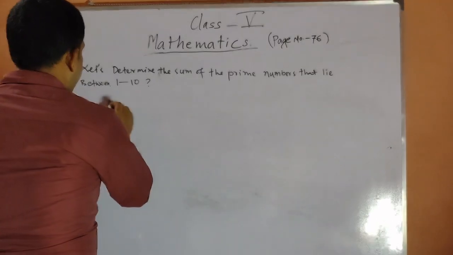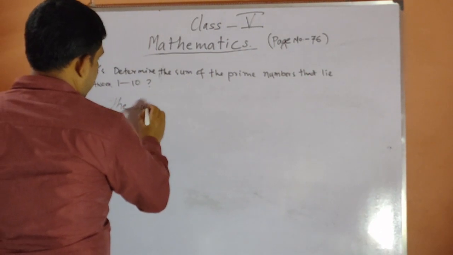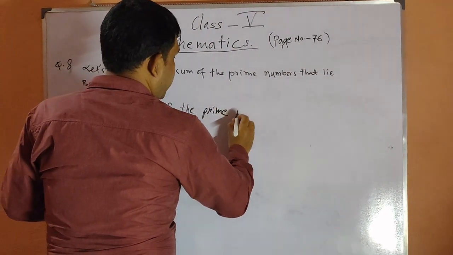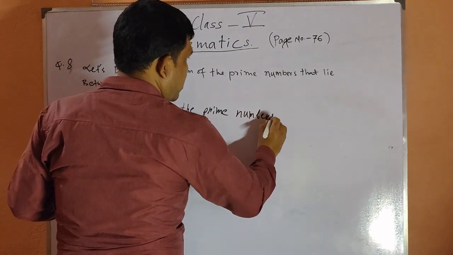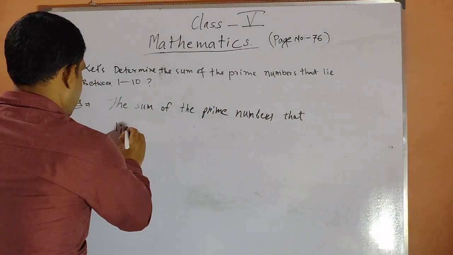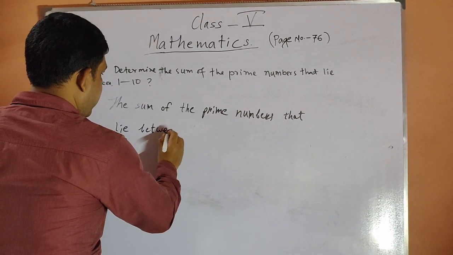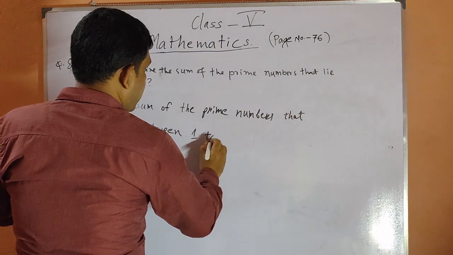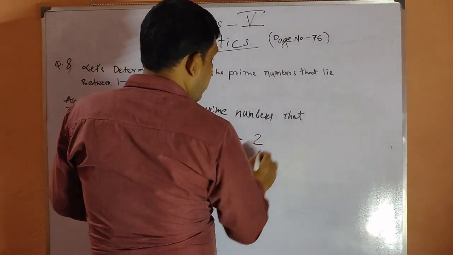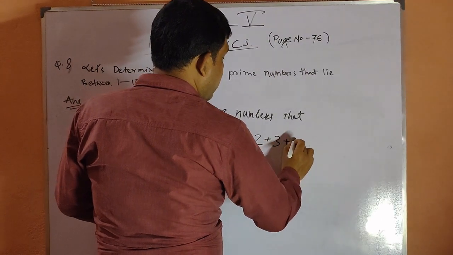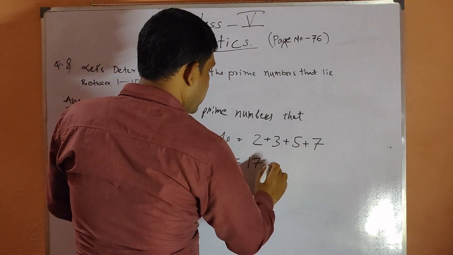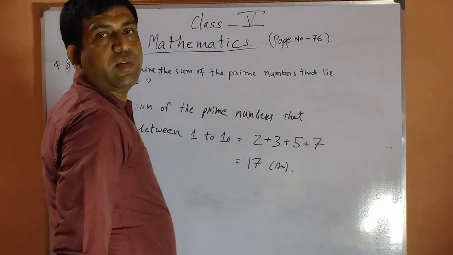Okay, the sum of the prime numbers that lie between 1 to 10 is equal to, at first the prime numbers from 1 to 10 are 2 plus 3 plus 5 plus 7. Okay, that means 17 is the answer.